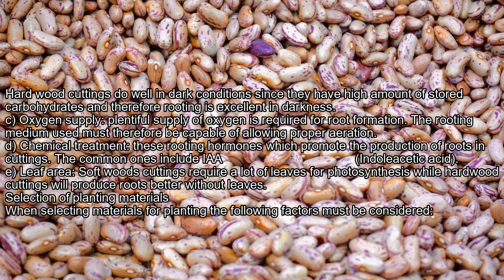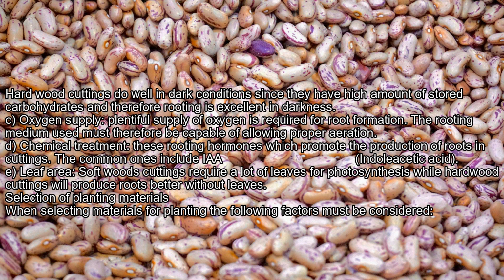C. Oxygen supply. A plentiful supply of oxygen is required for root formation. The rooting medium used must therefore be capable of allowing aeration. D. Chemical treatment. These are rooting hormones which promote the production of roots in cuttings. The common ones include IAA, indoleacetic acid. E. Leaf area. Softwood cuttings require a lot of leaves for photosynthesis, while hardwood cuttings will produce roots better without leaves.